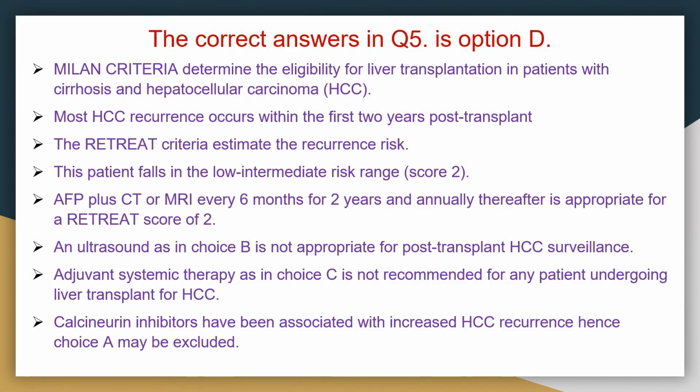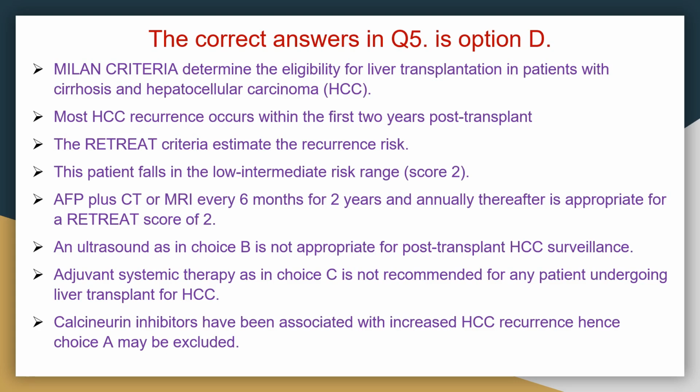The Milan criteria were developed about 25 years ago. It is still considered the benchmark to determine eligibility for liver transplantation in patients with cirrhosis and hepatocellular carcinoma. Outcomes of liver transplantation are considered excellent for patients with HCC and cirrhosis who meet Milan criteria. That is, in the explant, either one tumor of less than 5 cm or 2 to 3 tumors of less than 3 cm in size.